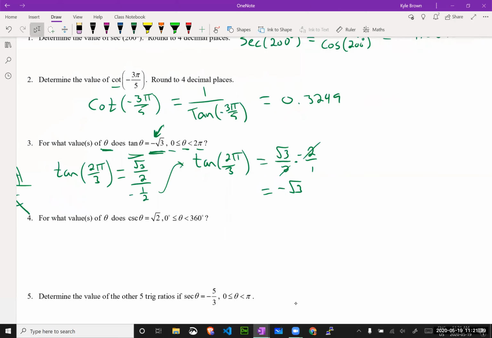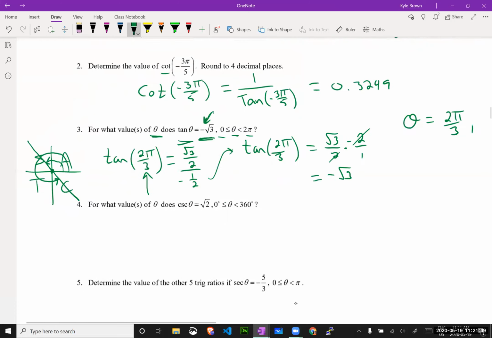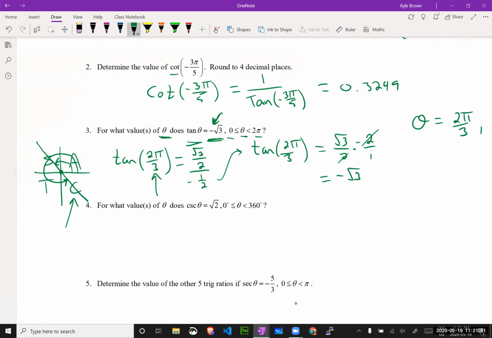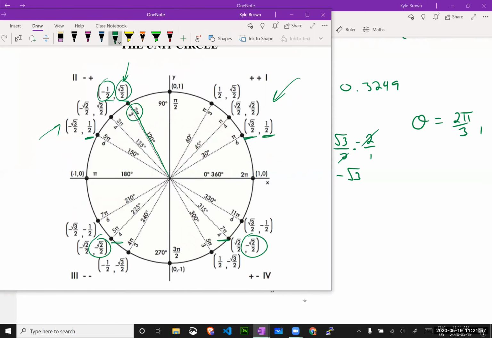So 2 pi over 3 is one of our answers. Theta is equal to 2 pi over 3. But there's probably going to be another one, because we expected that it's also negative down here. So let's do the same thing, but let's find the other one that makes sense. It's going to be this one, right? Because those are the same numbers, aren't they?